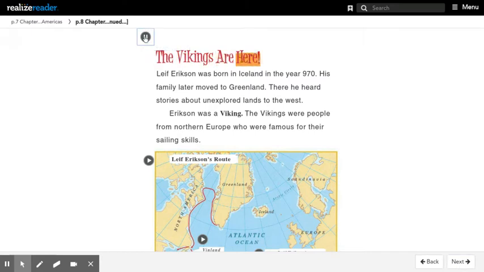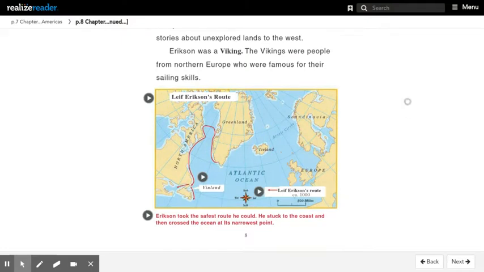The Vikings are here! Leif Erikson was born in Iceland in the year 970. His family later moved to Greenland. There, he heard stories about unexplored lands to the west. Erikson was a Viking. The Vikings were people from northern Europe who were famous for their sailing skills. There you can see a map of Leif Erikson's route. Erikson took the safest route he could. He stuck to the coast and then crossed the ocean at its narrowest point.